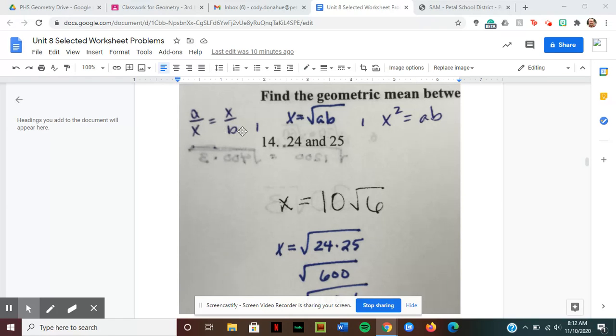And this a and b are the two numbers that I'm given. So that would be like my 24 and my 25. And then this x is going to be the geometric mean. Well, if I was to cross multiply these two things, I'd get this one. X squared is equal to a times b.